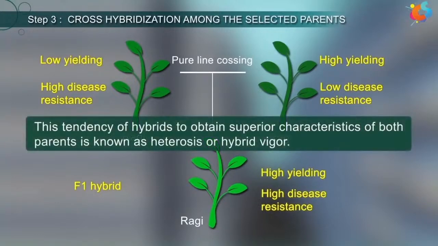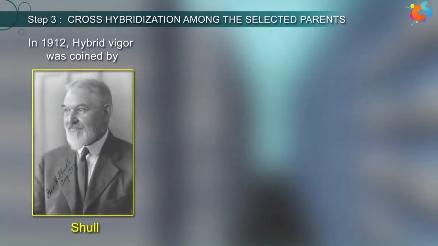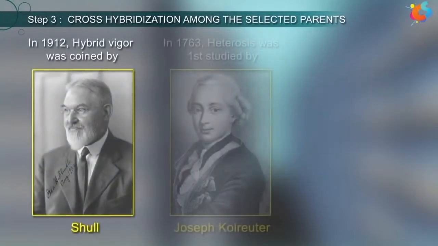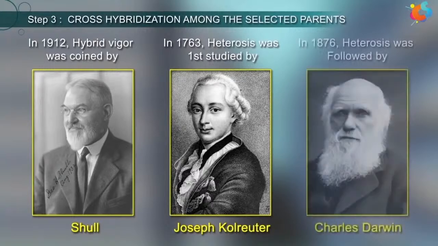This tendency of hybrids to obtain superior characteristics of both parents is known as heterosis or hybrid vigor. The term was coined by Shull in 1912. However, heterosis was first studied by Carl Reuter in 1763, followed by Darwin in 1876.